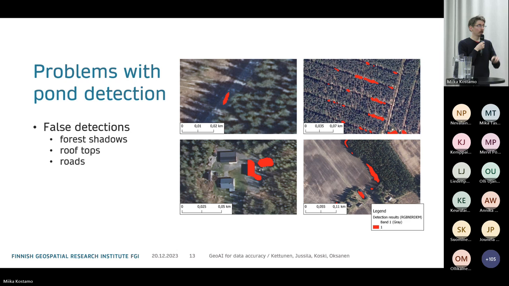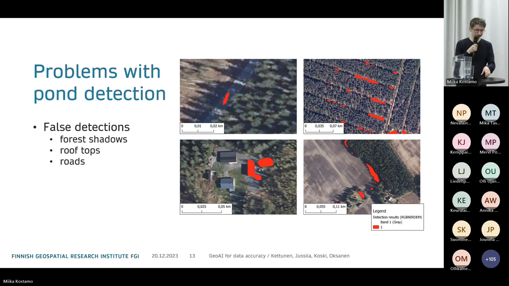And of course there are some problems like false detections. It had problems with shadowy road areas, and in some cases rooftops were also detected. The most common were forest areas, like the shadows of the forests, because they're similar to smaller pond areas.